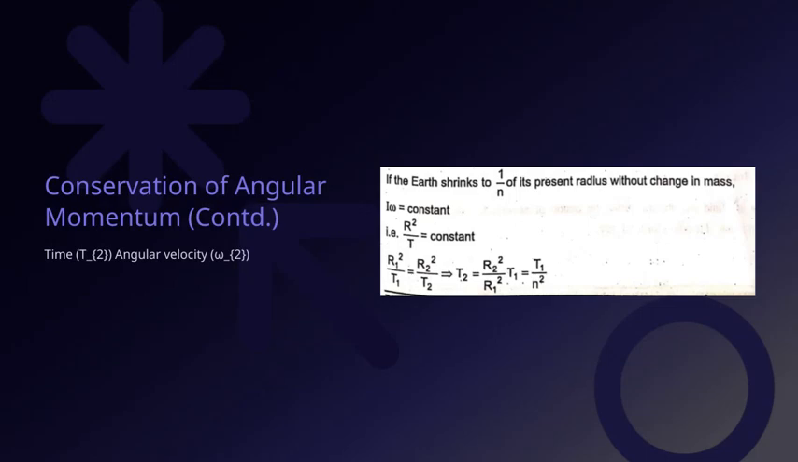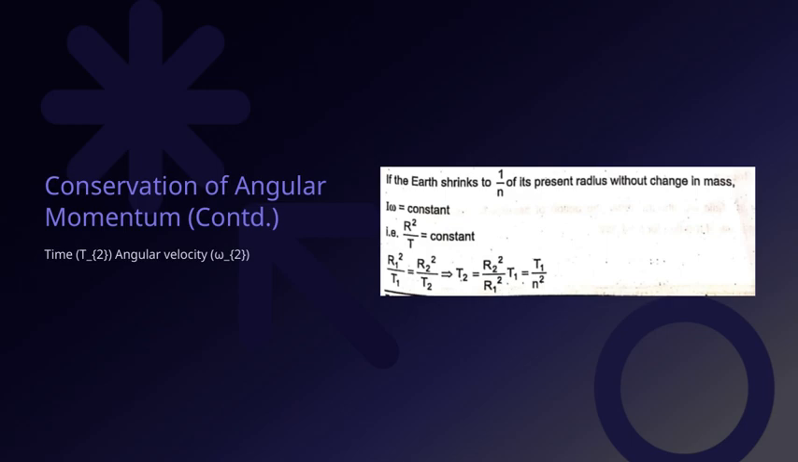Now, let's take a closer look at the concepts of time, T2, and angular velocity. These are crucial when we're analyzing the conservation of angular momentum in a system, especially as it evolves over time. As the system changes, such as during a spin or a rotational movement, both the angular velocity and the moment of inertia can vary. It's important to remember that, according to the conservation of angular momentum, any change in the system's angular velocity must be balanced by a corresponding change in the moment of inertia, or vice versa.